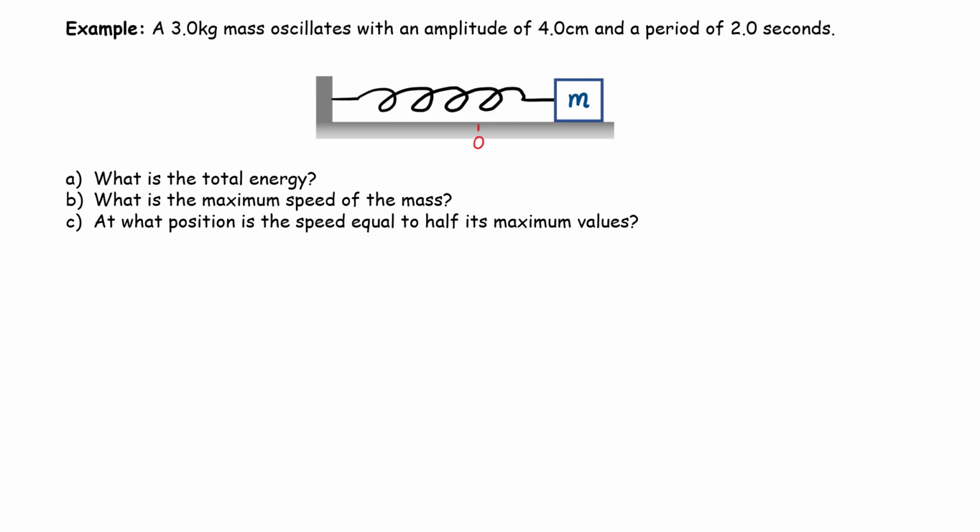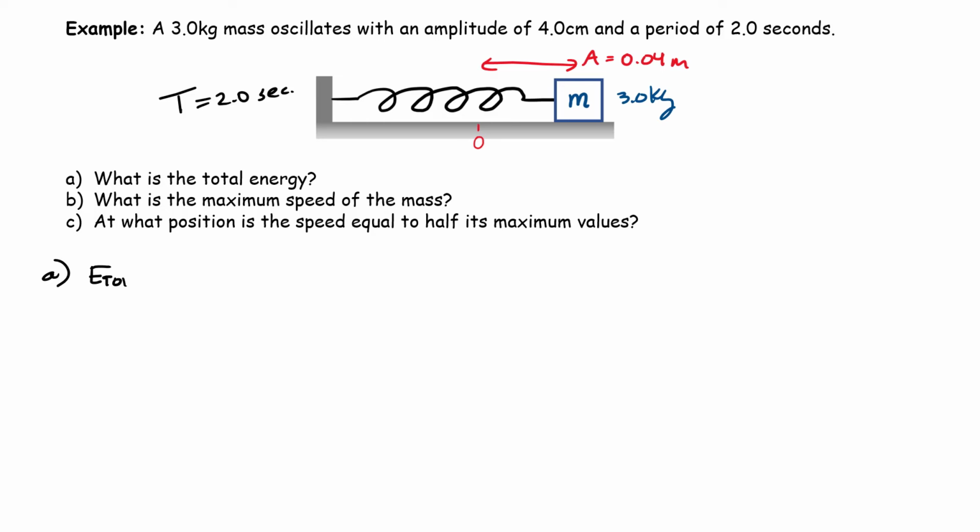So we have a 3 kilogram mass here that has an amplitude of 4 centimeters and a period of 2 seconds. All right, so let's see what we have. Let me draw a few things here. The amplitude is A, that's 0.04 meters. And the period, they tell me, is 2 seconds. Okay, so the first question says, what is the total energy?